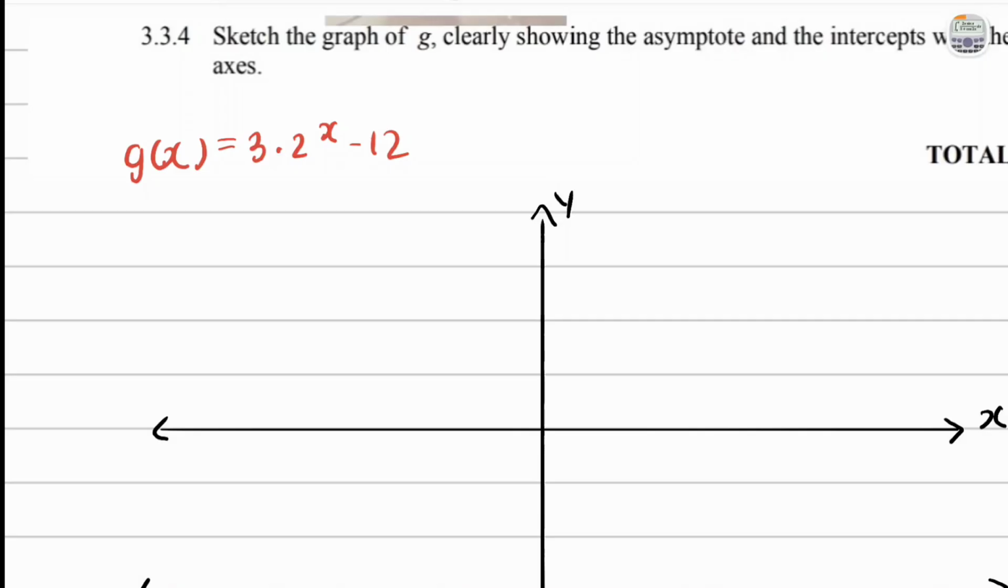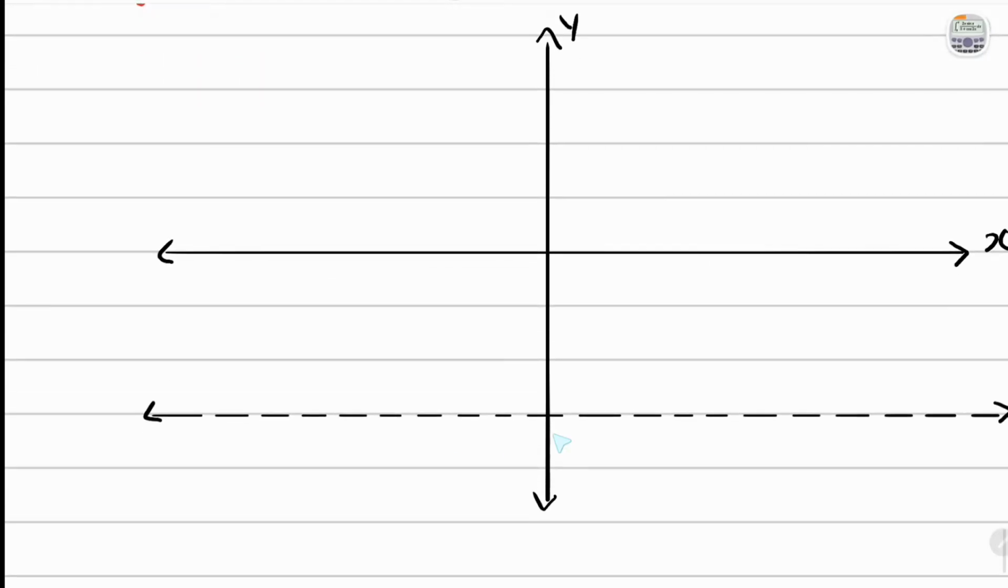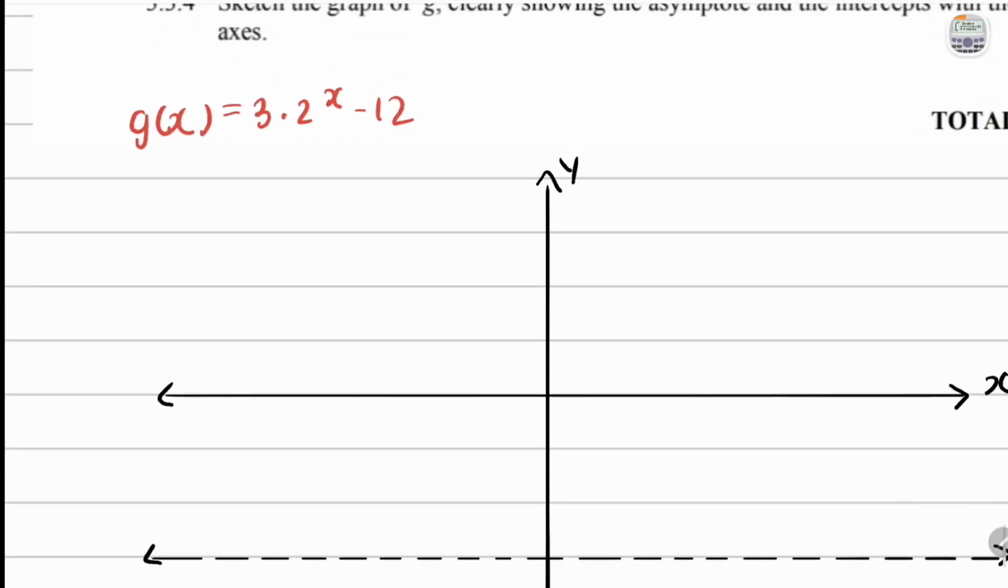Is it below the asymptote? Is it increasing or decreasing? It's really those two things. Where is it in relation to the asymptote, and is it increasing or decreasing?